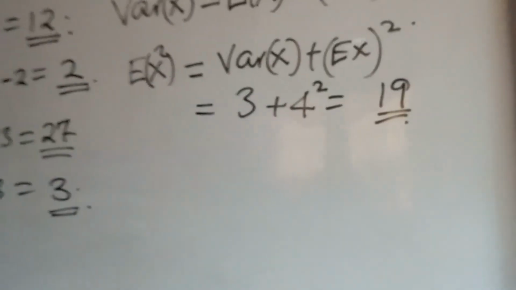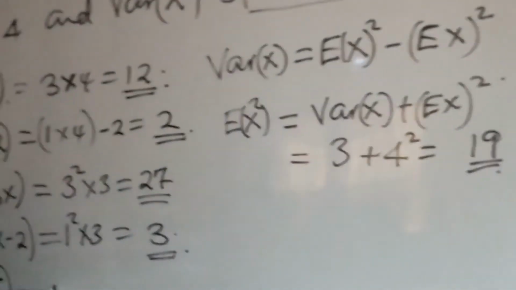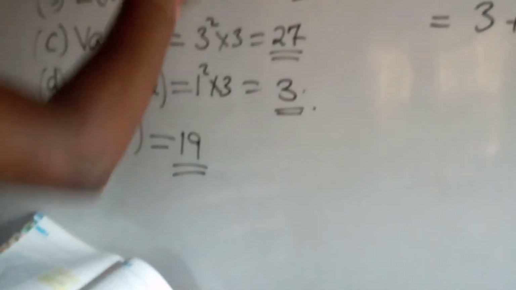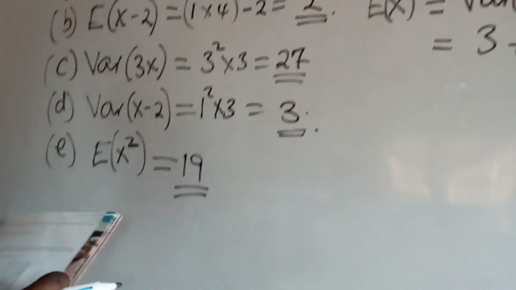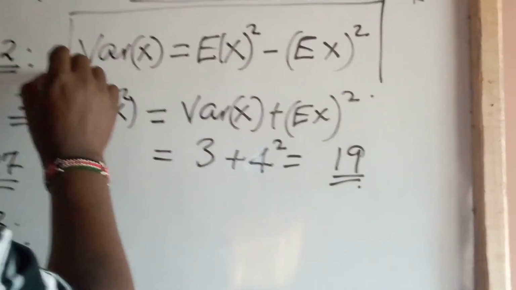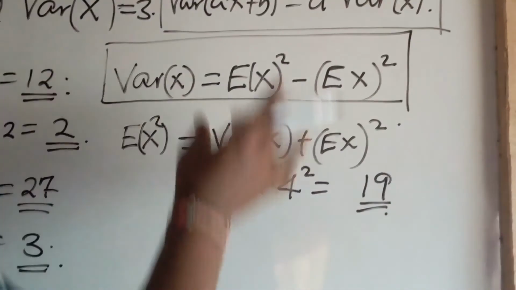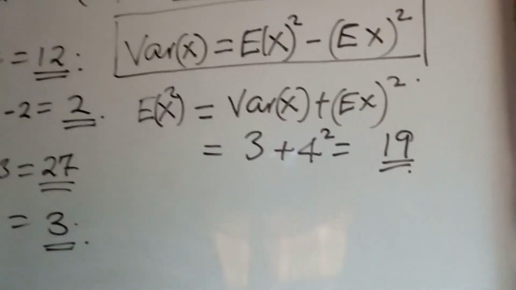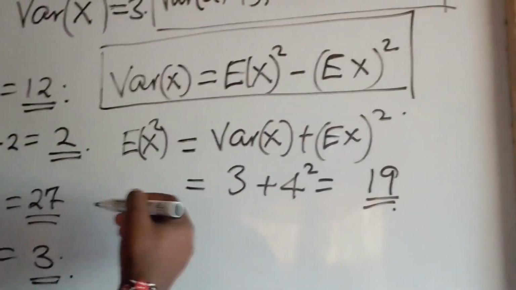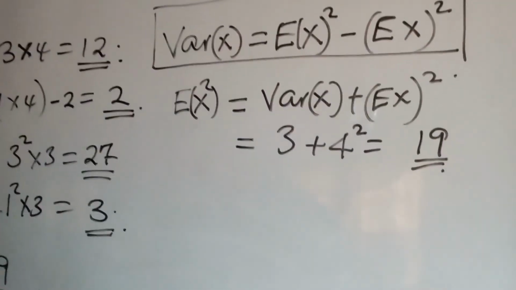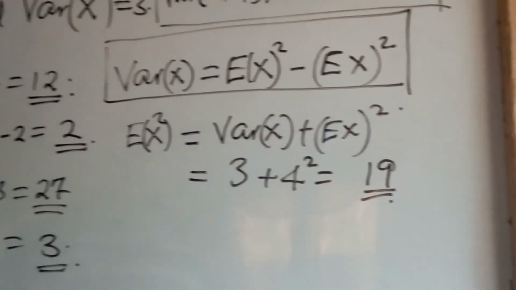Part E is a bit of a problem. The rest is just straightforward, but even if you may think that part E is a problem, always remember that you can play around with what you know to get what you don't know. Of course, we always learn from known to unknown, and therefore E(X squared) is 19, as you can see. Thank you.